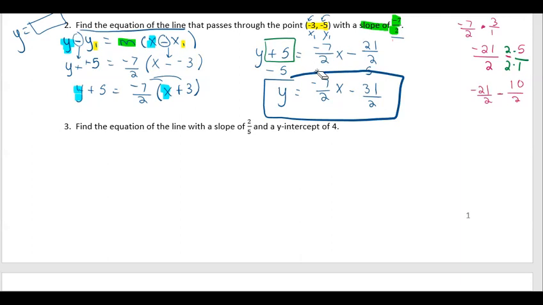We have our equation for our line. Let's try the next one. Find the equation of the line with a slope of 2/5 and a y-intercept of 4. This is very similar to the one we just did.